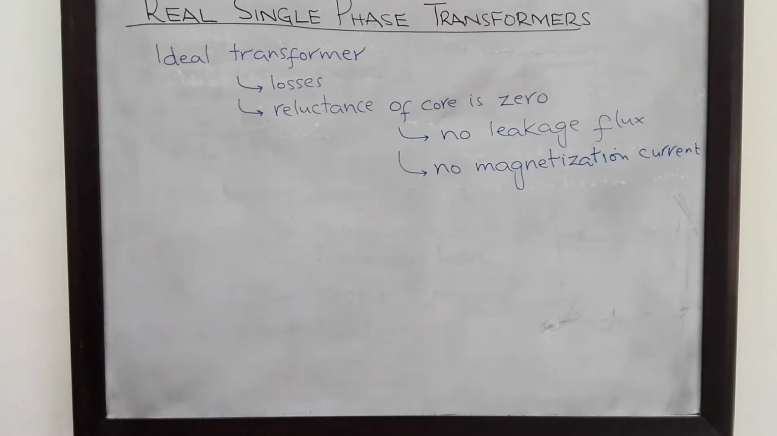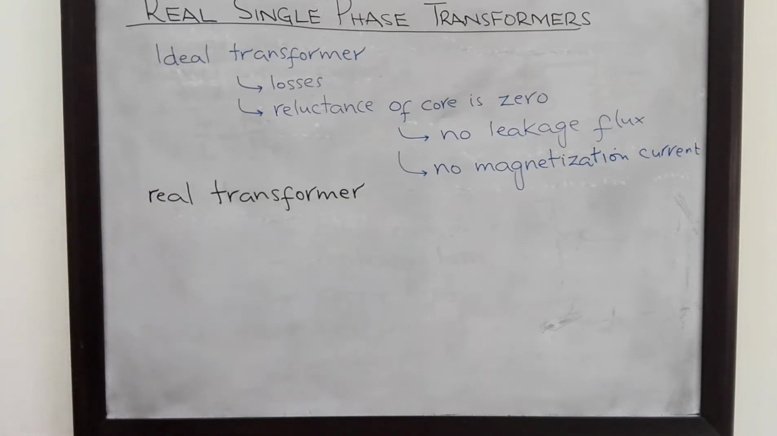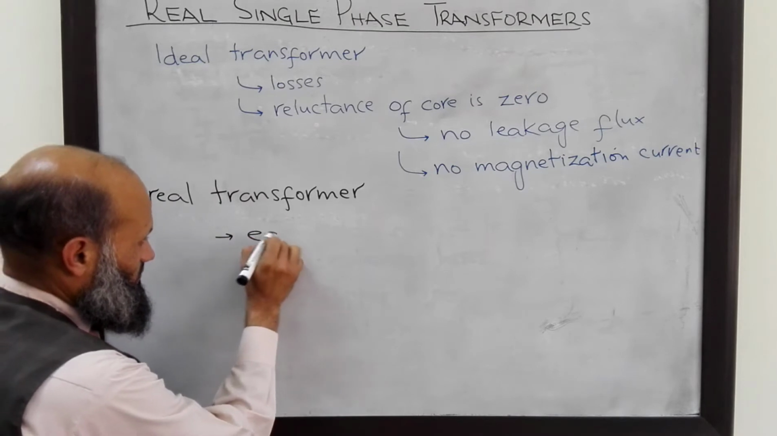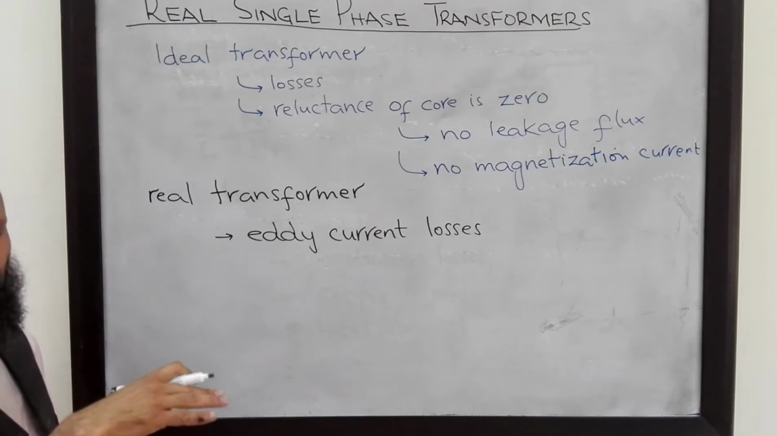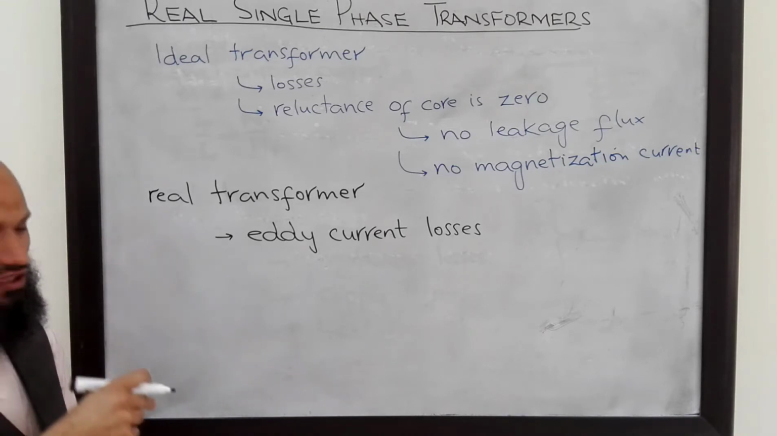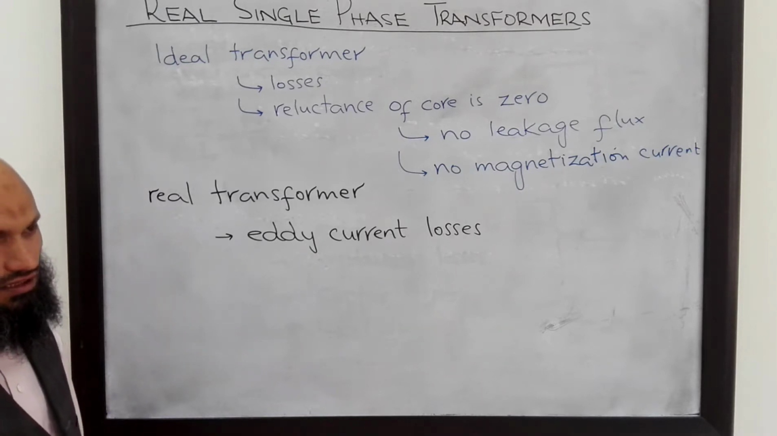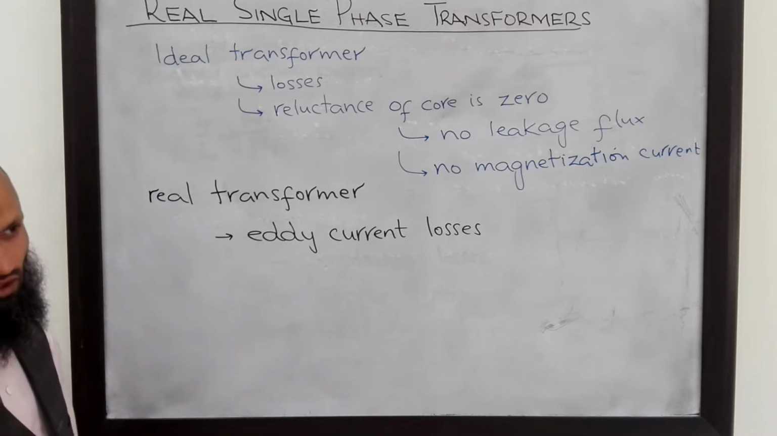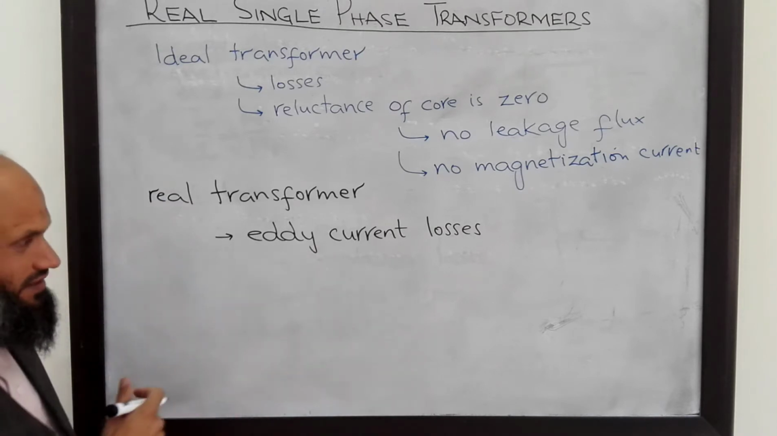Compared to this situation, a real transformer is not a lossless device. There are different losses. Firstly, there are eddy current losses. We have talked about eddy current losses in previous lectures. The changing flux not only links with the coils of the transformer but also links with the core of the transformer, and this changing flux produces an EMF which causes current to flow in the core of the transformer. That flow of current results in losses which are called eddy current losses.